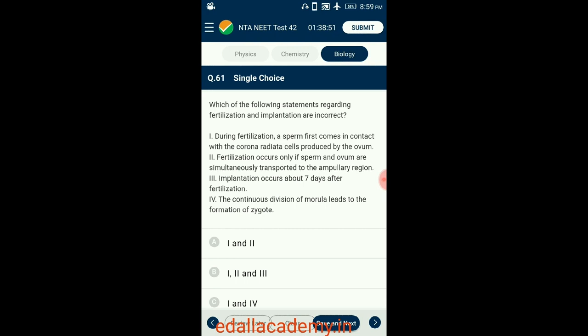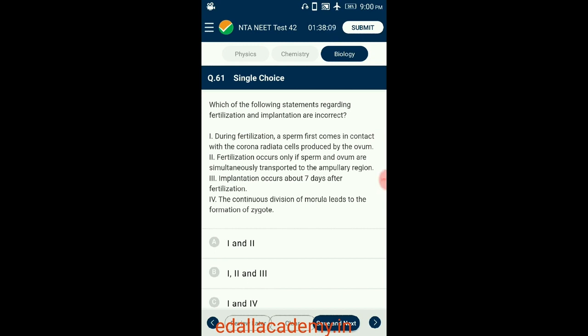The sperm is viable for a period of 24 to 40 hours. Ovum is viable for a period of 24 hours. Therefore, for fertilization to occur, it is necessary that the sperm and ovum are transported simultaneously to the ampullar region. Third statement. Implantation is the process by which the blastocyst gets embedded in the endometrium. It occurs about 7 days after fertilization.